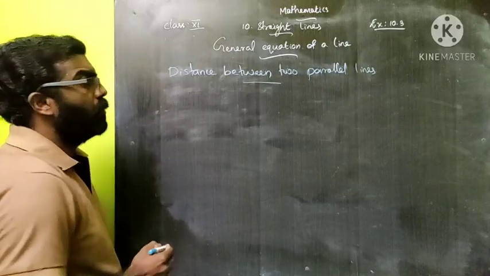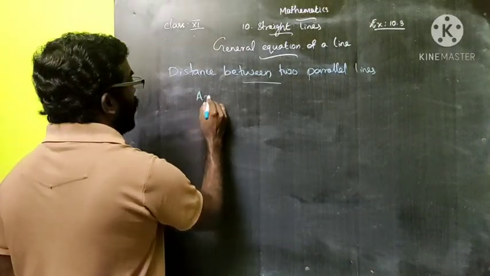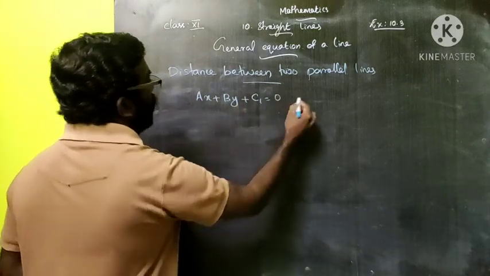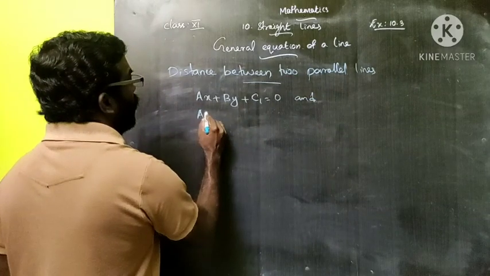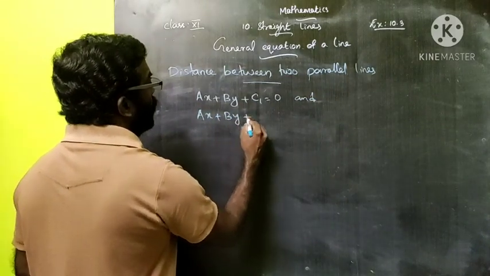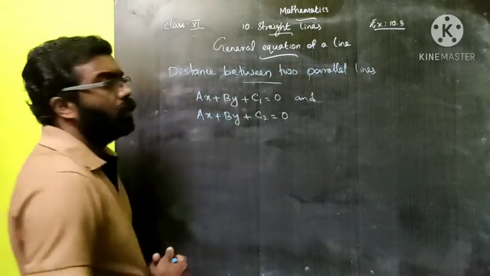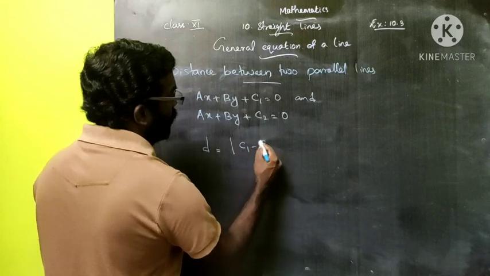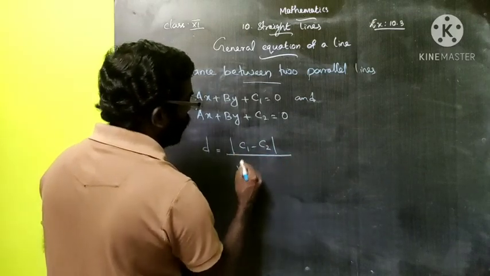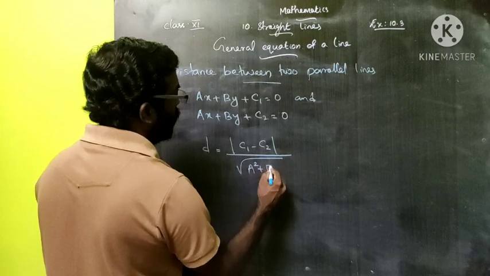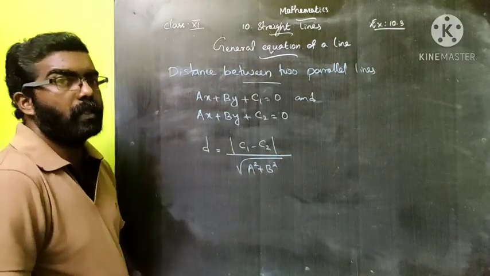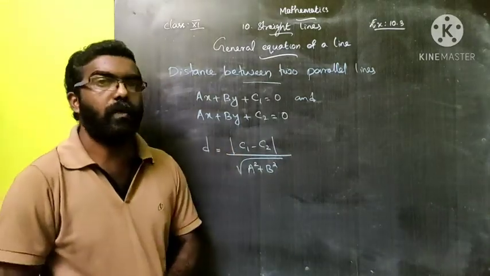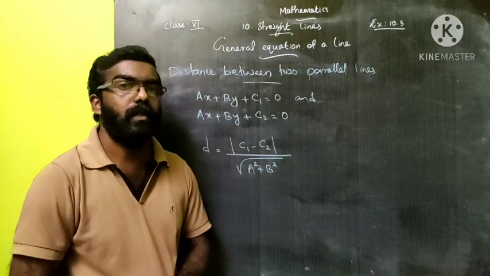So if the two lines are given in general form, ax plus by plus c1 is equal to 0, and ax plus by plus c2 is equal to 0, then the distance d is given by modulus of c1 minus c2 divided by square root of a square plus b square. This is the formula to find the distance between two parallel lines. D is equal to modulus of c1 minus c2 divided by root of a square plus b square.